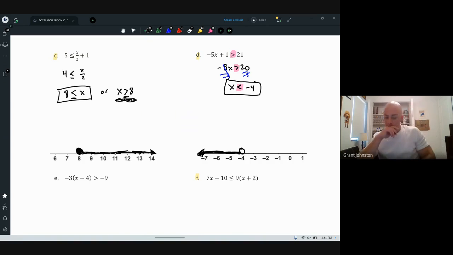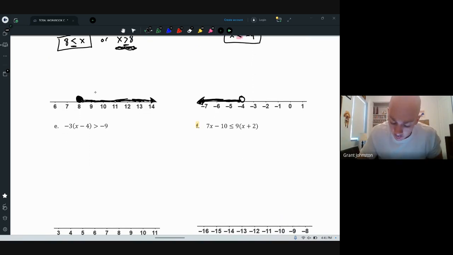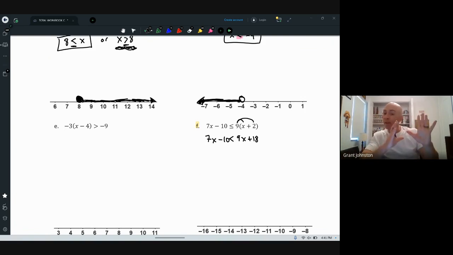Okay, let me show you F. So I'm going to distribute this 9. So that's going to be 9x plus 18, 7x minus 10. Got to get x to one side. So I can either get rid of the 7x on the left, or I can get rid of the 9x on the right. Totally up to you.